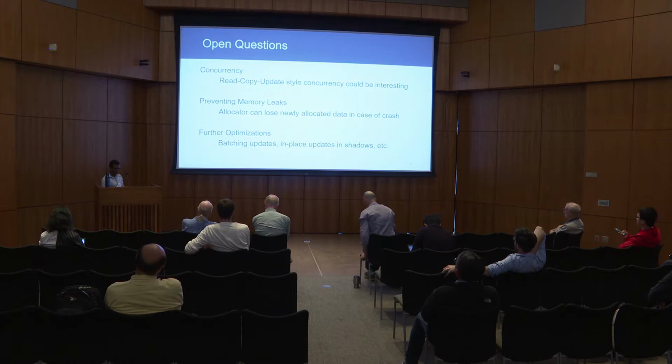We need to ensure that there are no memory leaks. Currently, there are cases where the allocator could lose some newly allocated data in case of a crash. And then, there are many other optimizations that can be done, such as batching updates, performing in-place updates on the shadow itself, like the gentleman there suggested, and so on.